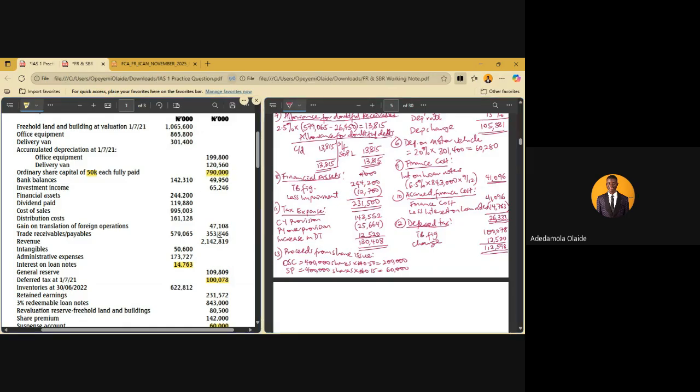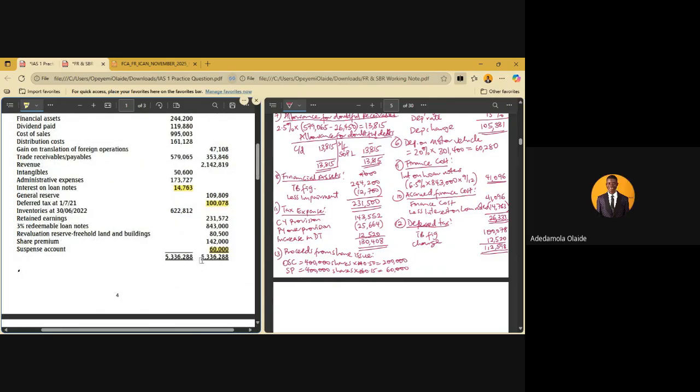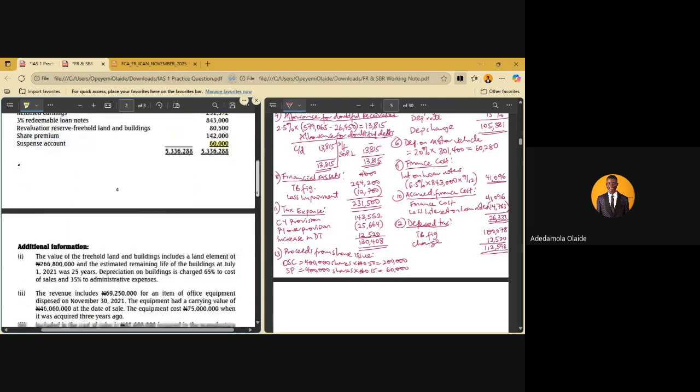The only thing yet to record is the tax expense. He said increase in deferred tax, but they gave us deferred tax in our trial balance now. Yes, but at what date? They gave us as at 1 July 2021. And what they told us here is what?